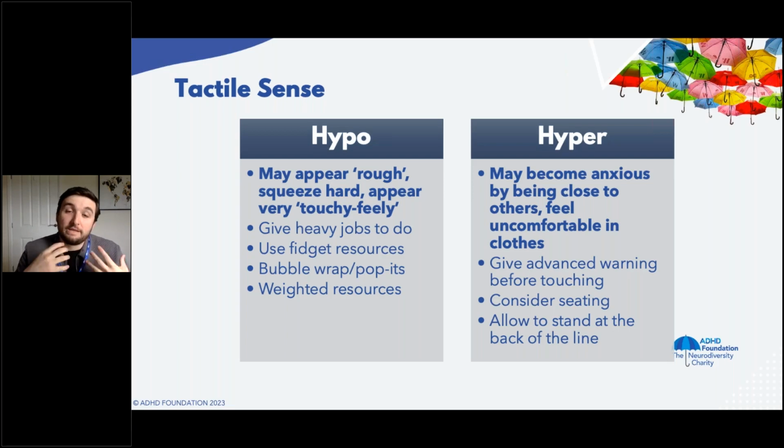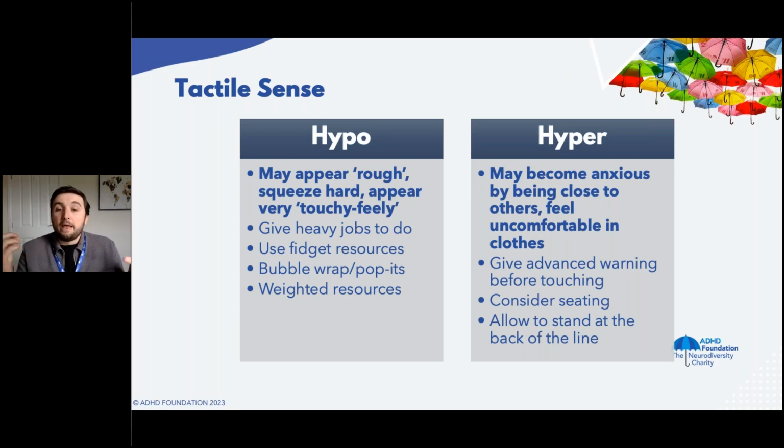Good support here is giving them heavy jobs to do and allowing them to use fidget resources to get that sensory input. Bubble wrap and poppets are a great way of doing this. Obviously, bubble wrap's a bit noisy, so the poppets might be more appropriate because they're not too loud. And then weighted resources as well, giving them that deep pressure and input. So weighted blankets, weighted wristbands, all of that sort of stuff. When we talk about some self-regulation strategies in a second, I'll go into a little bit more detail on those as well.